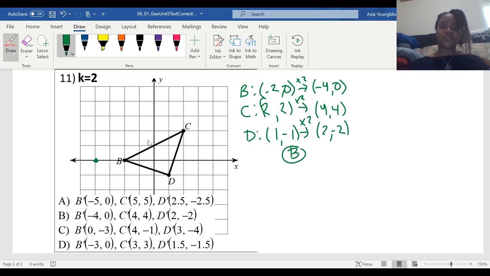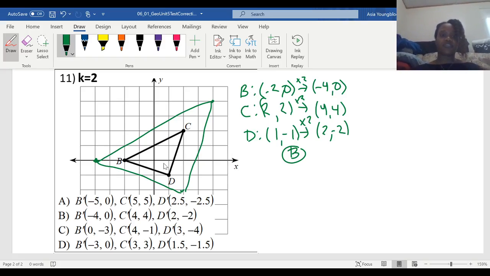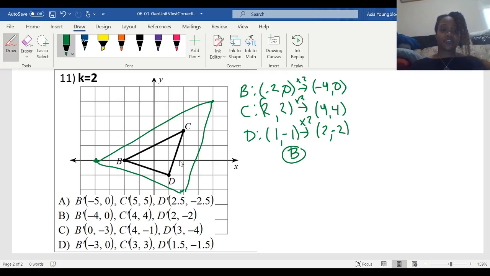Our second point is 4, 4. So that means go right 4, up 4. This point here. Third point is 2, negative 2: right 2, down 2. This point here. Connecting our 3 points shows us that we have the same triangle, same ratios of side lengths. It's just made bigger. So the shape looks exactly the same, it's just bigger, which means that we have a similar figure.